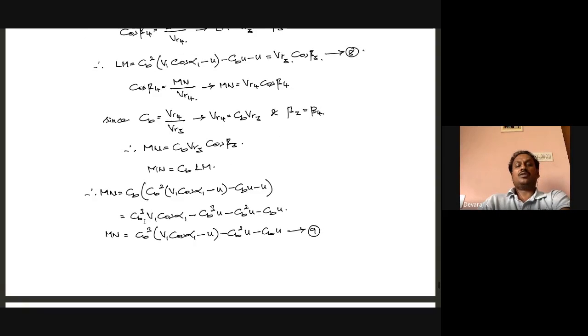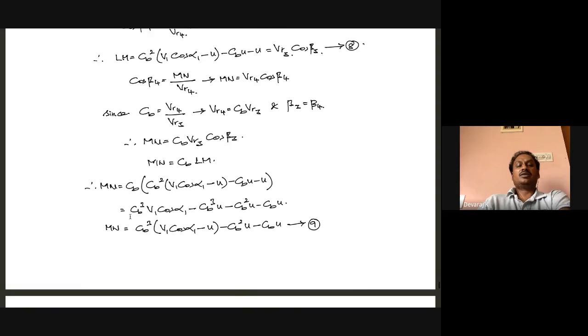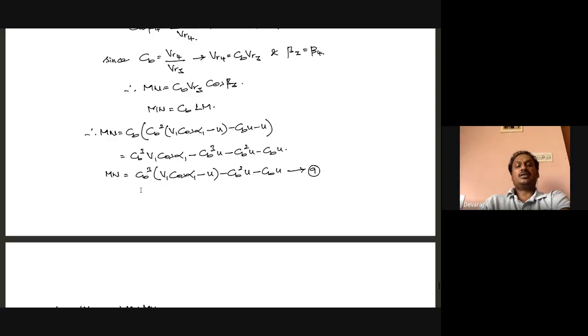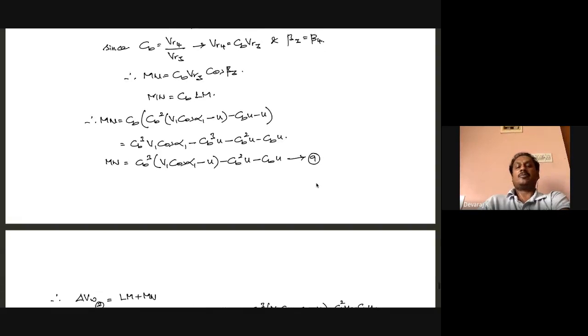So, Cb into Cb square into (V1 cos alpha 1 minus U) minus of Cb into (U minus U). Now, if I open the bracket and write it, I'll be getting Cb cube into V1 cos alpha 1 minus Cb cube into U minus Cb square into U minus Cb into U. Or I can write Cb cube into (V1 cos alpha 1 minus U) minus of Cb square into U minus Cb into U. I'm calling that as equation number 9.